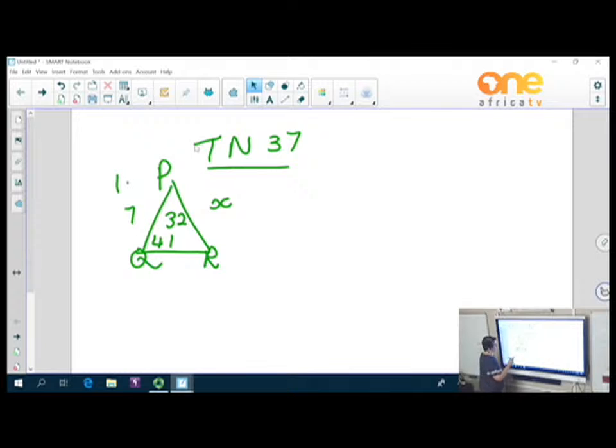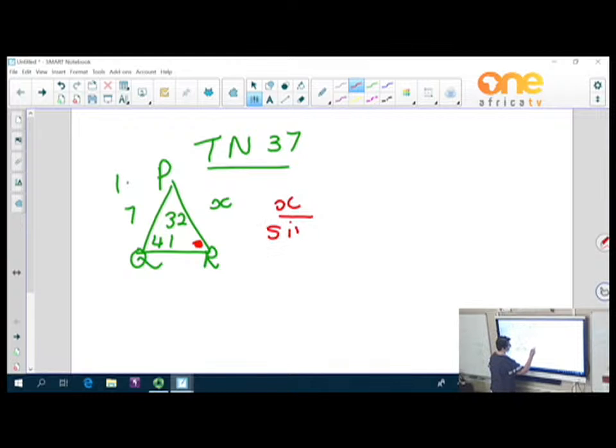Now, the sine rule is for opposite sides and opposite angles. But I actually don't have R, so I need to find R first, and then I can do this calculation. So it will be X. That one that I want to find is the one that I put in the left-hand top. So it's X over sine 41, which is equal to 7. And now we need to find angle R.